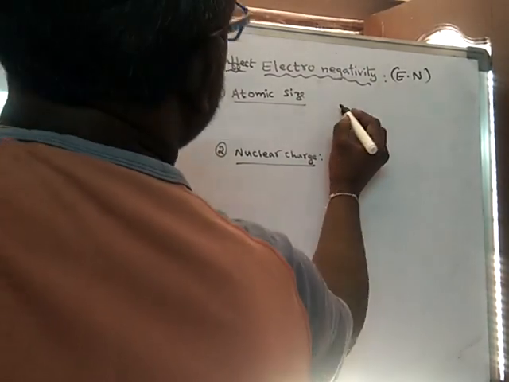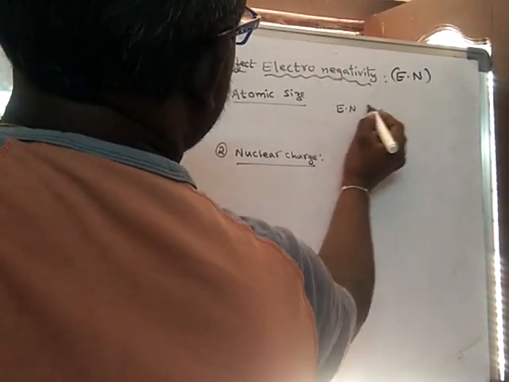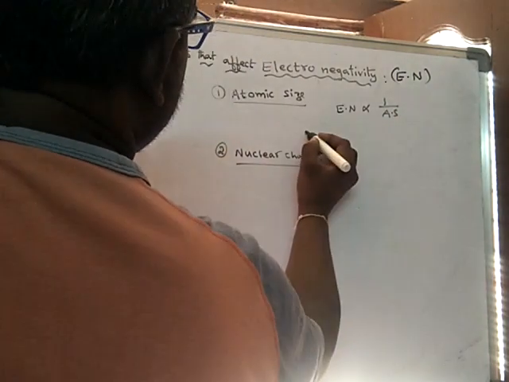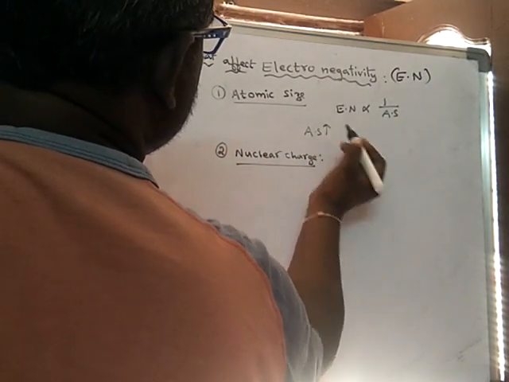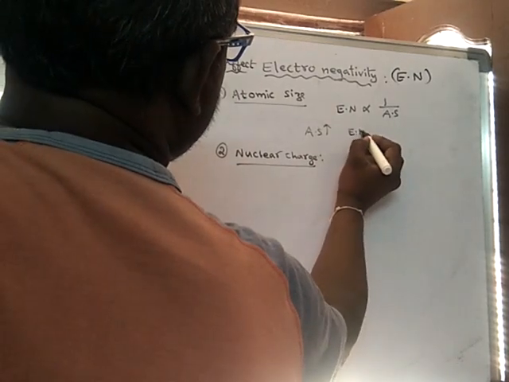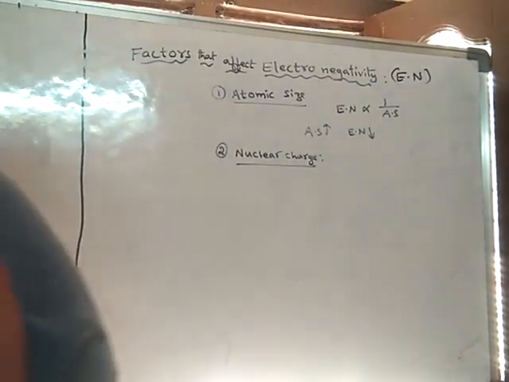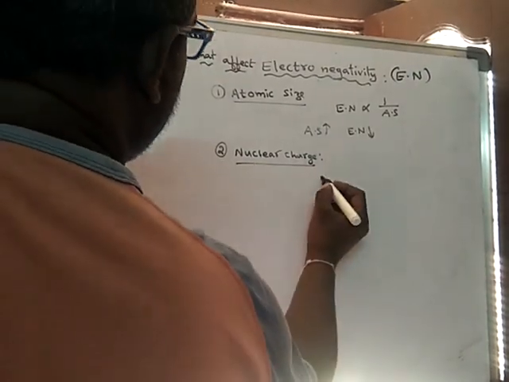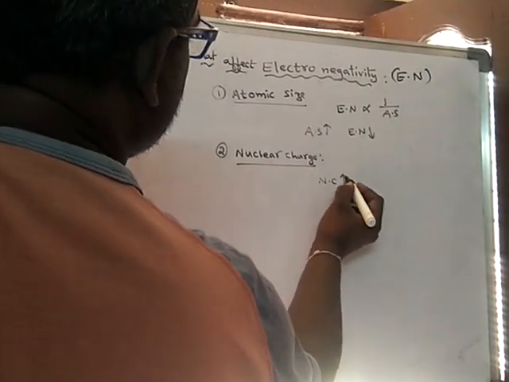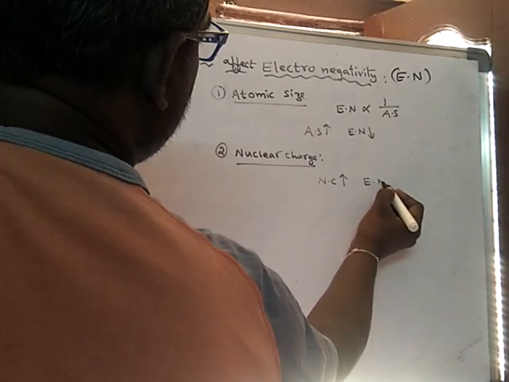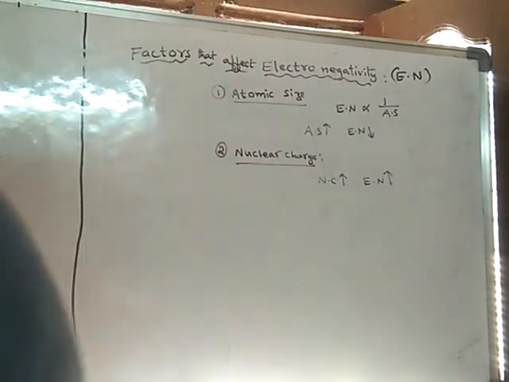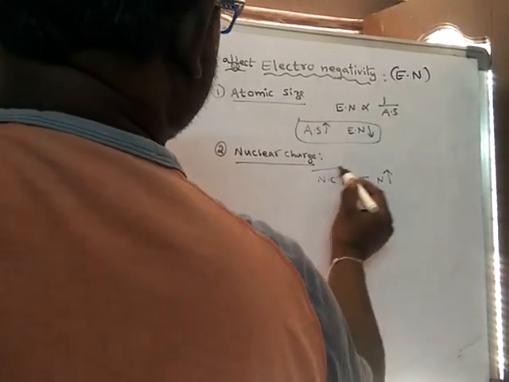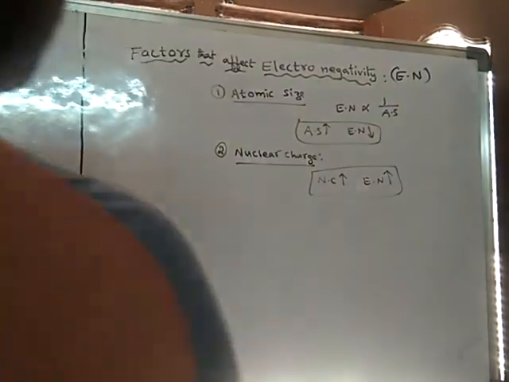Remember that. Electronegativity is inversely proportional to atomic size. That means when atomic size increases, electronegativity decreases. In the same way, when nuclear charge increases, electronegativity increases. So this is the relationship between atomic size and electronegativity, and nuclear charge and electronegativity.